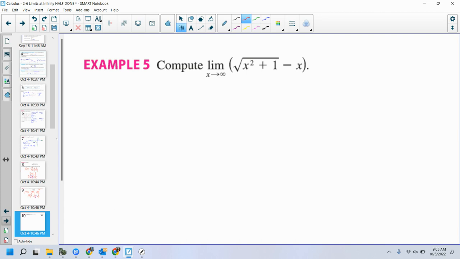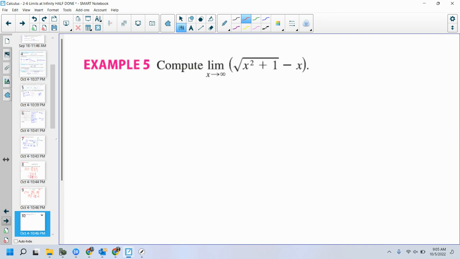Let's compute this limit. That's about right. 17. Oh, yeah. 12 minutes. Tomorrow looks like it's going to be a work day. Well, mostly work day. Probably just a couple more slides.